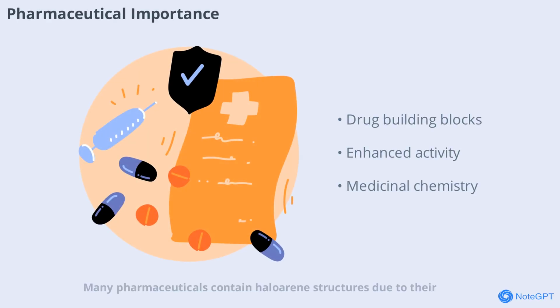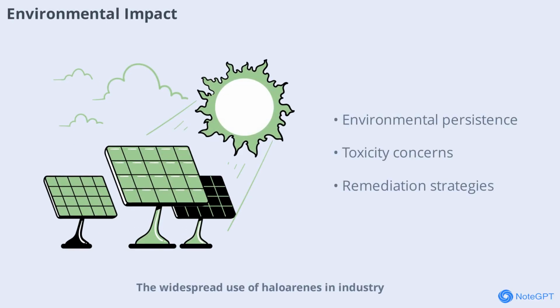Many pharmaceuticals contain haloarene structures due to their stability and ability to undergo further chemical modifications. These compounds serve as building blocks for drugs used to treat various diseases. The presence of a halogen atom can enhance the biological activity and metabolic stability of the drug molecule, making haloarenes crucial in medicinal chemistry.